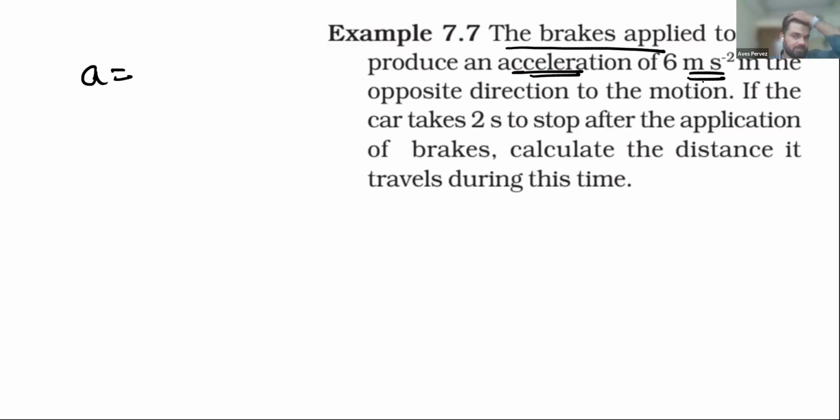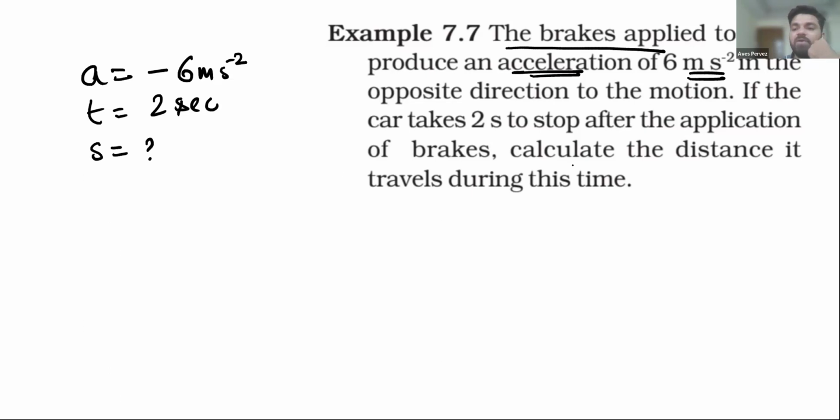Okay, got it. Now tell me, this is A, should I write it with a negative sign or positive sign? -6 or +6? Negative. Why negative? Because speed is decreasing. Yes, in the opposite direction of the motion, it is negative. If the car takes 2 seconds to stop, time is given to you. Calculate the distance. Now what is being asked? To calculate the distance the car travels during this time.